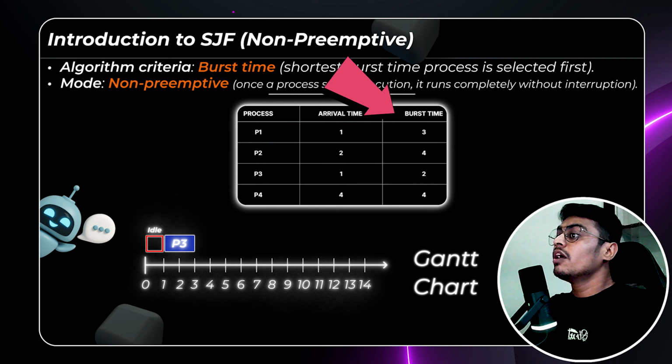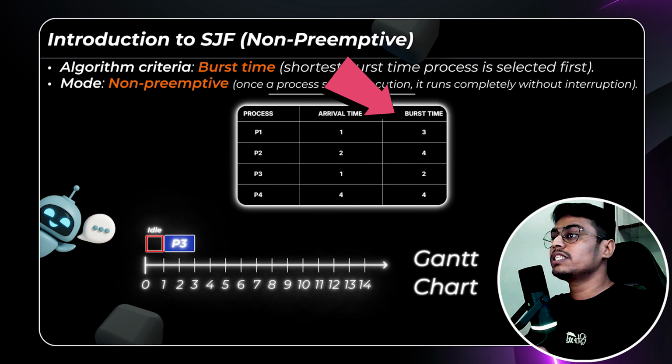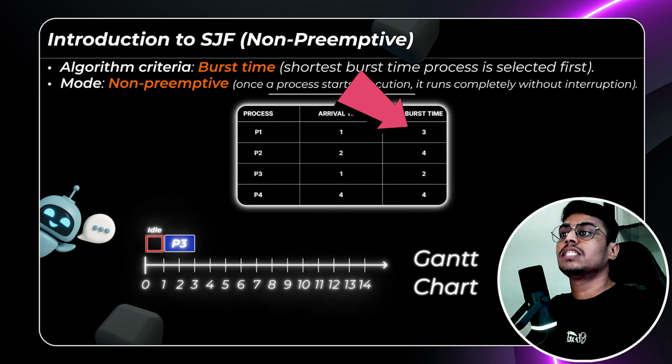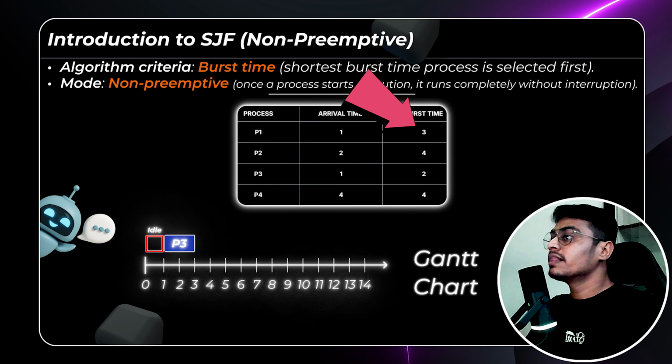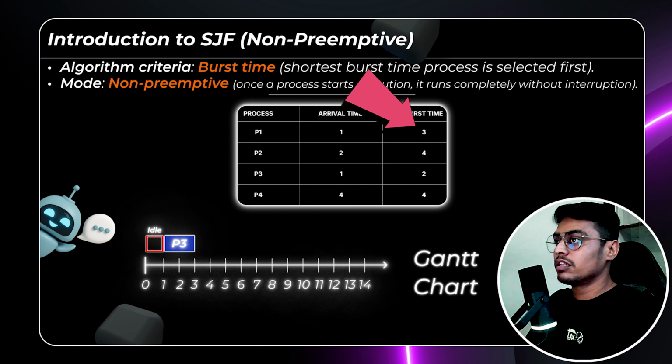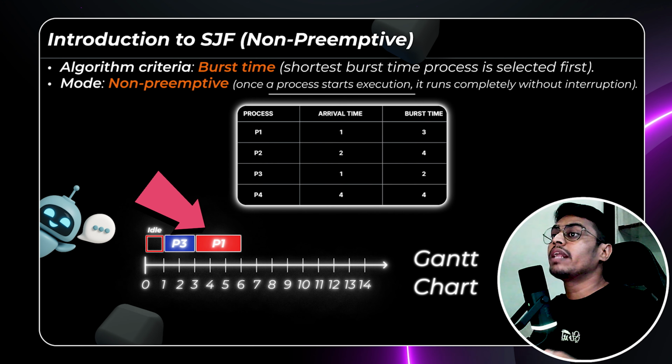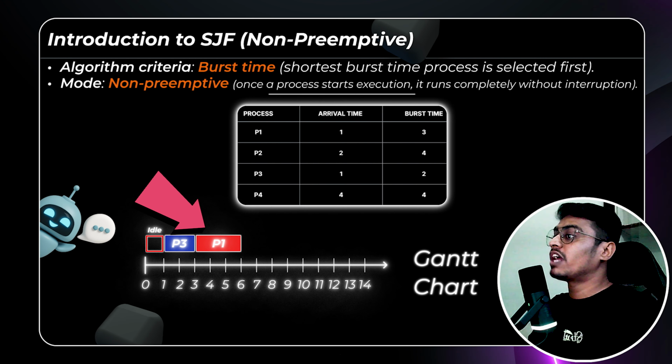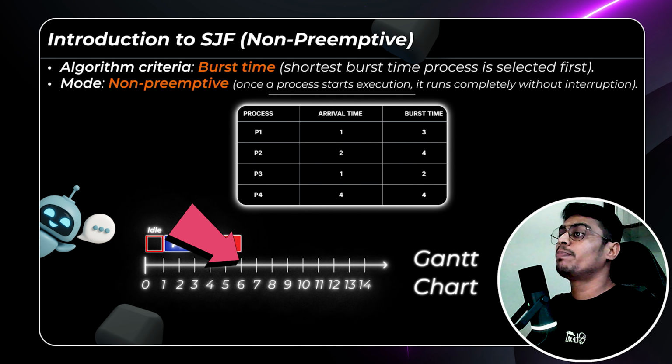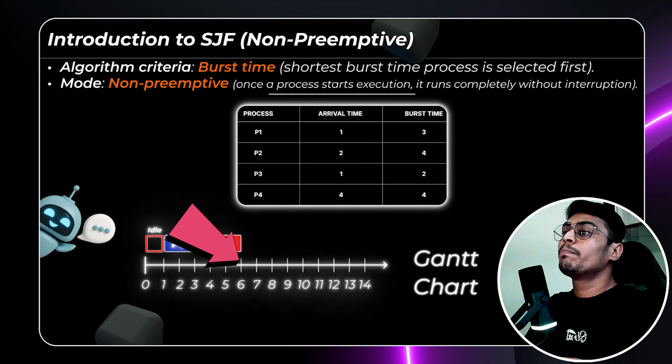So in this case, we have P1 and P2. Let's check burst time. P1's burst time is 3 and P2's burst time is 4. P1's burst time is less out of these two. So we will get P1 executed for 3 units of time. So from 3 to 3 plus 3, that means 6. So P1 will get executed, and now P1 is complete.